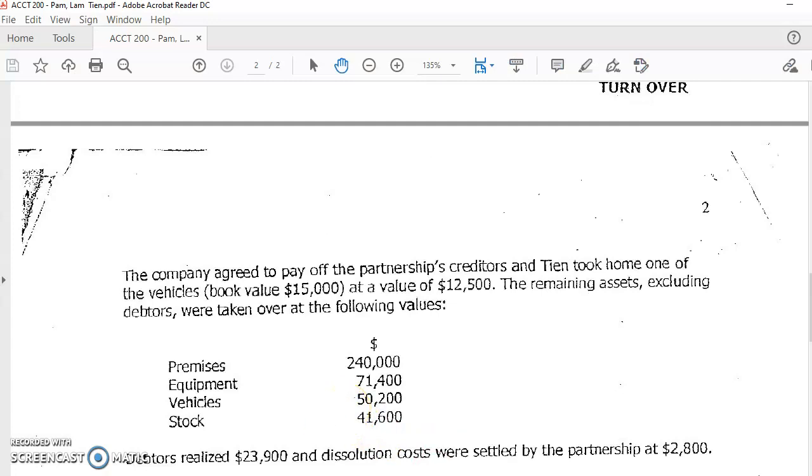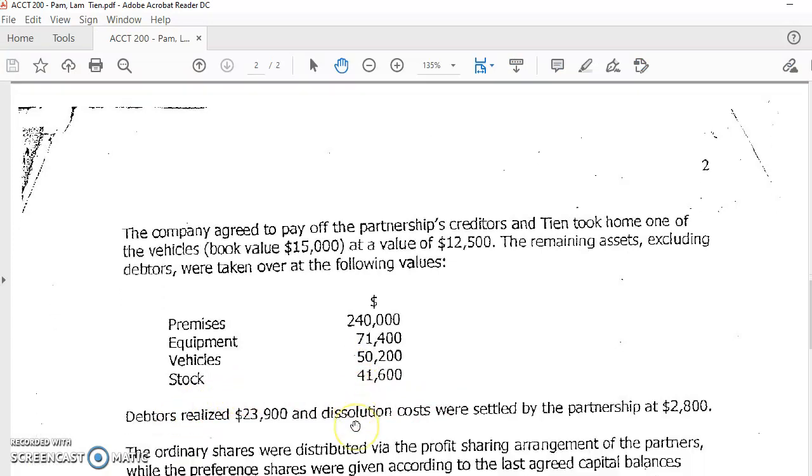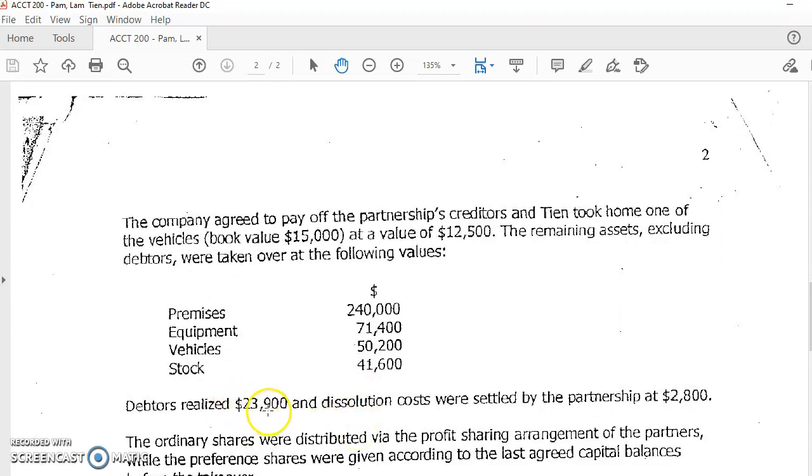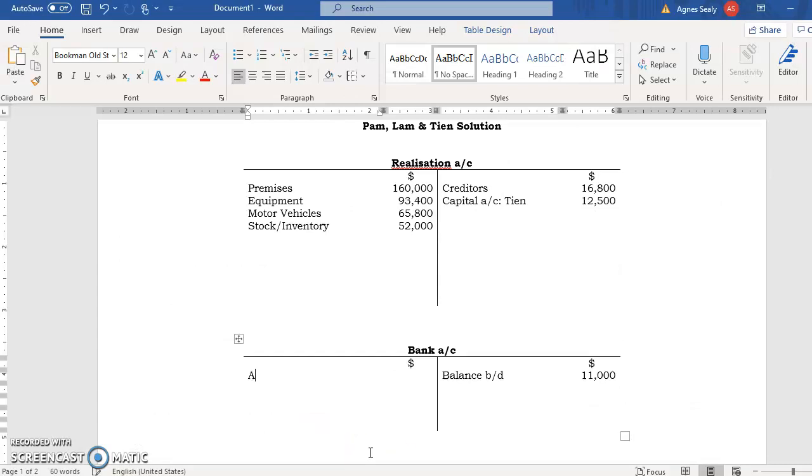So it states that debtors realized $23,900. In other words, what this is trying to say, we collected $23,900 from the debtors. So we have to record this in the bank account by debiting bank and crediting the receivables account. So let's go ahead and do that. Accounts receivable, $23,900.